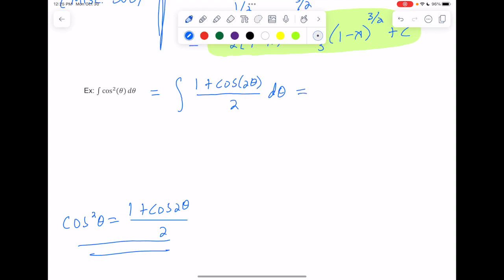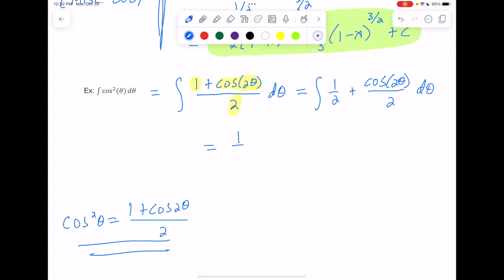Much like on the last problem, we can now split this into this part of the numerator over 2 and then this part of the numerator over 2. So split it into two separate fractions. So we have 1/2 plus the cosine of 2 theta over 2 d theta. So now we just take the antiderivative of each of these pieces.